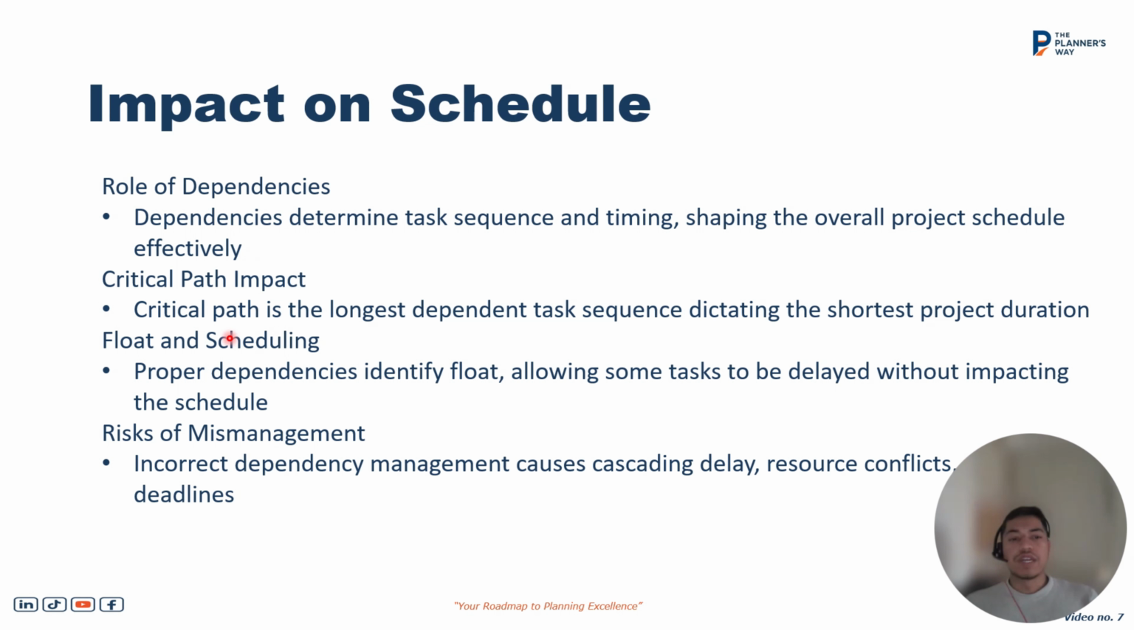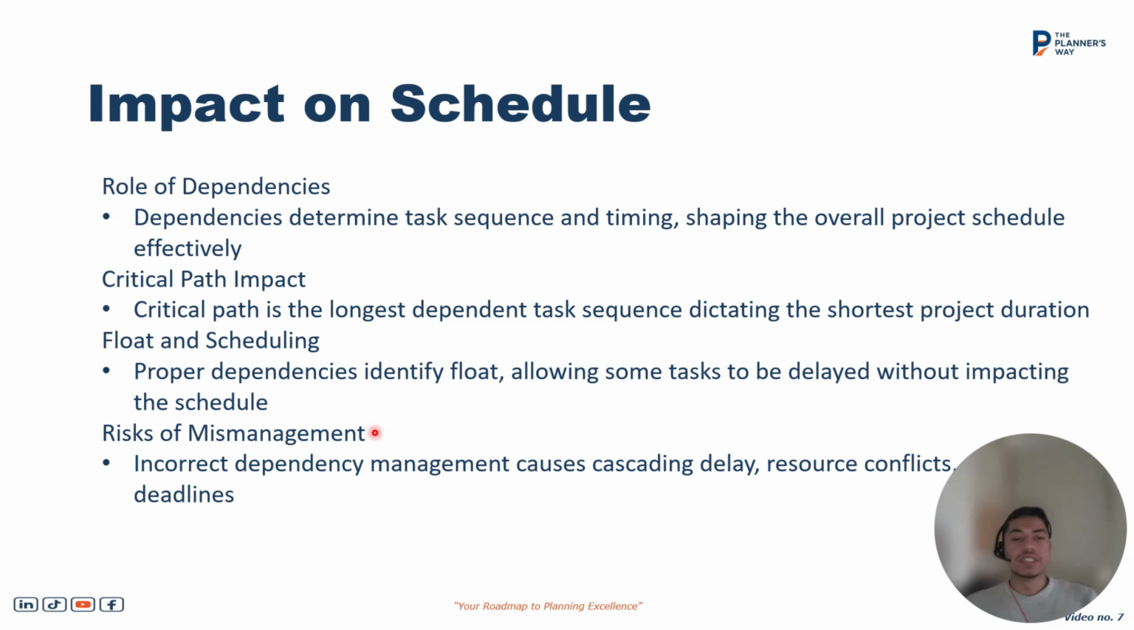Secondly, we can find out the critical path, which is the longest path of dependent task sequence dictating the shortest project duration. We can figure out which tasks are non-critical activities that we can delay without affecting the overall project completion. Risk of mismanagement.